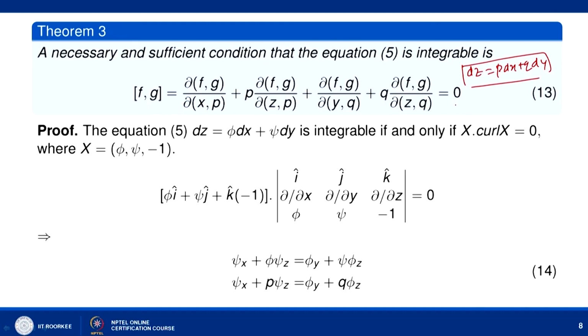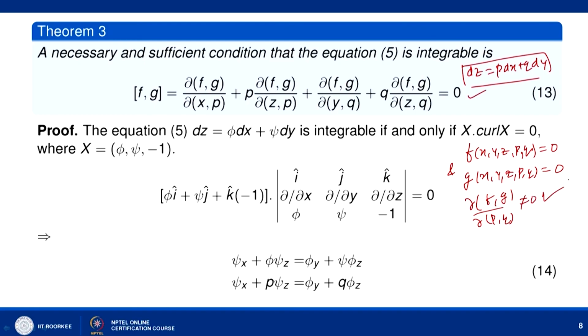If this value is coming out to be 0, then we say that dz = p dx + q dy is integrable, and we can say that f(x, y, z, p, q) = 0 and g(x, y, z, p, q) = 0 are compatible to each other, provided that the Jacobian of f, g with respect to p and q is non-zero. So this condition along with this condition will simply say that f and g are compatible to each other, or we can say that they have at least one solution in common.